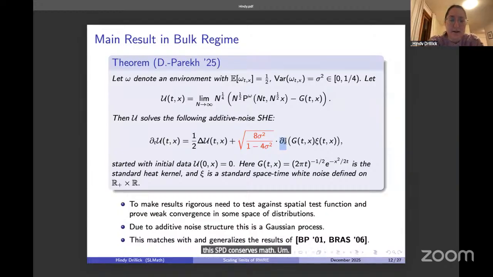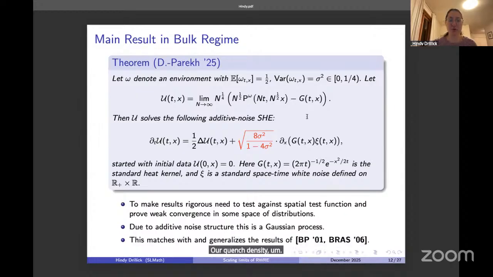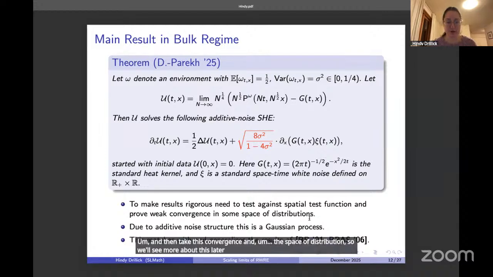And okay, I'm sweeping some technical details under the rug, because what does it mean to take the limit as n goes to infinity of these objects? It turns out that to make this convergence rigorous, we need to interpret our quenched density as a distribution that acts on spatial test functions, and then take this convergence in the space of distributions. So we'll see more about this later in my talk and also in Shalin's talk.